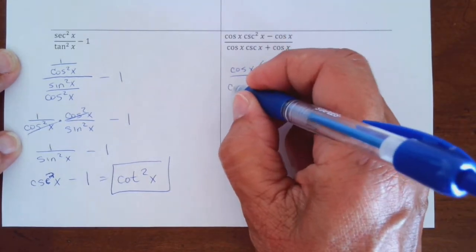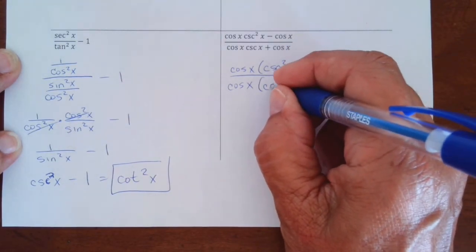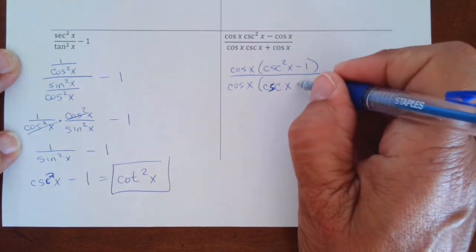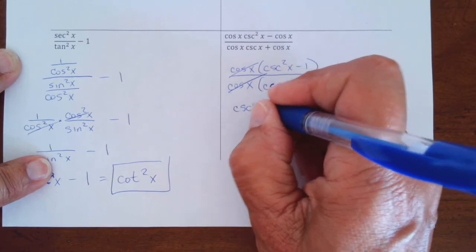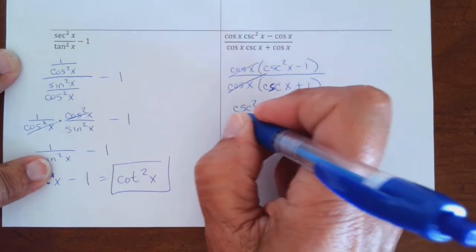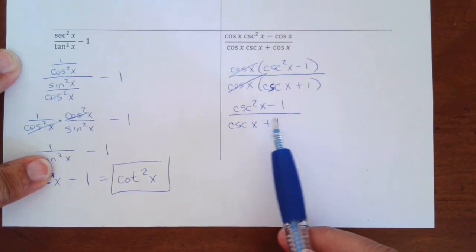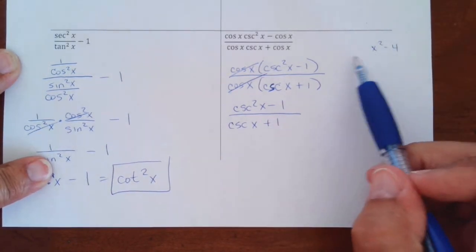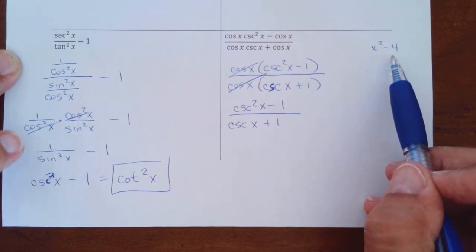In the bottom, I'm going to factor out the cosine of x. That's going to leave me cosecant x. I'm having a hard time writing cosecant today. Cosecant x, and then if I factor out the cosine of the last term, I get plus 1. All right, so these are going to cancel. Now I'm left with cosecant squared x minus 1 over cosecant x plus 1. Now I have to factor the top. This is a difference of squares. Think about x squared minus 4. Remember, you take the square root of both, one's plus, one minus. So this would factor x plus 2, x minus 2.